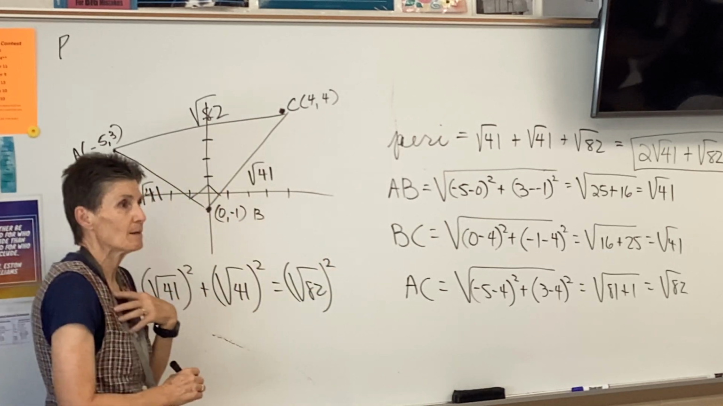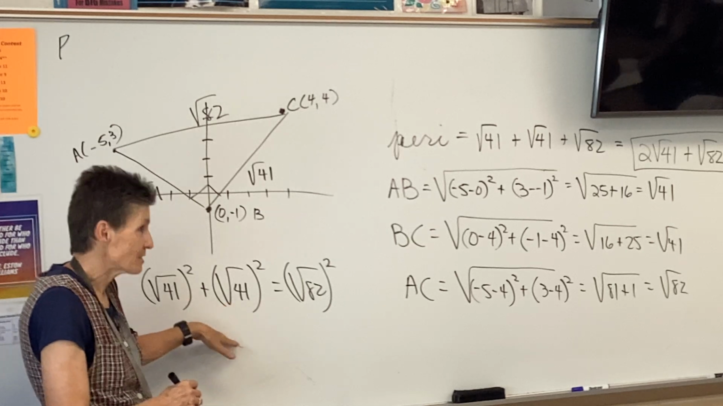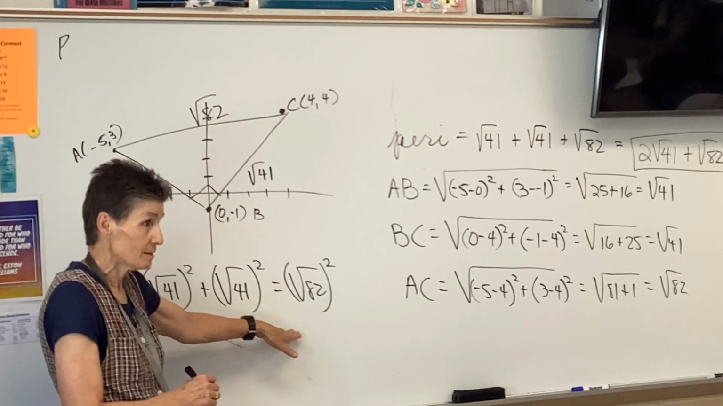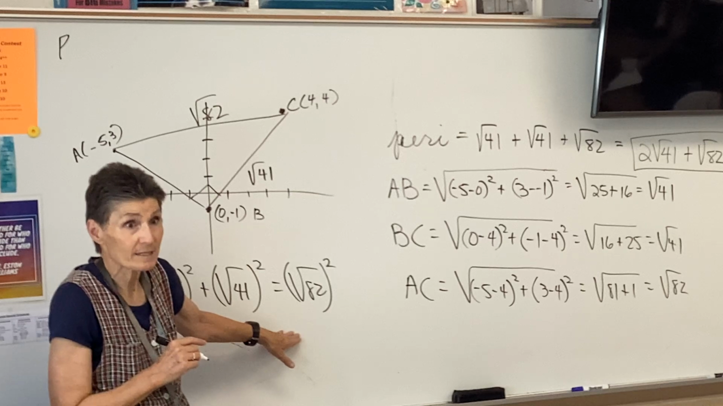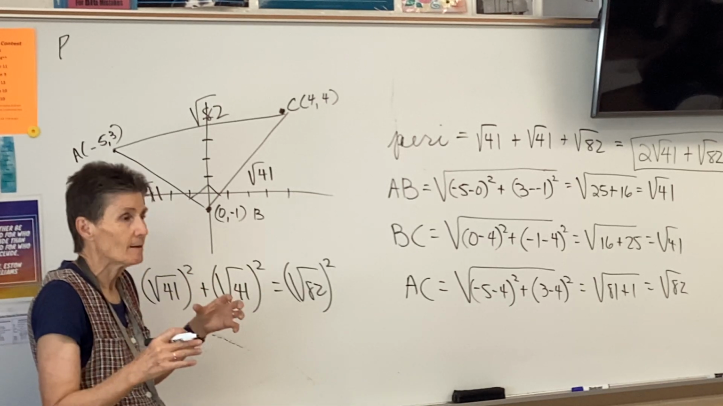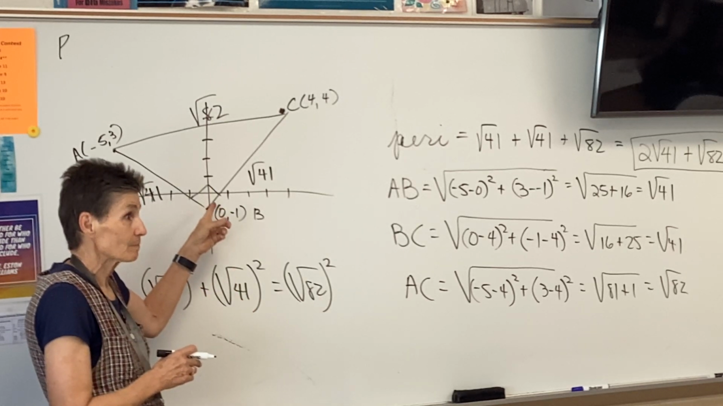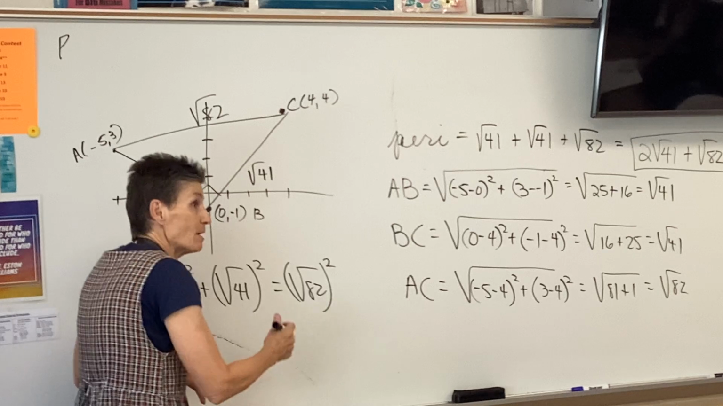Would you agree with that statement? And if a squared plus b squared equals c squared, you have a right triangle. This is tricky, okay? Stay with me. So now I know that's a right triangle, and now I can find my area.